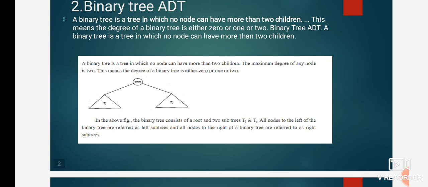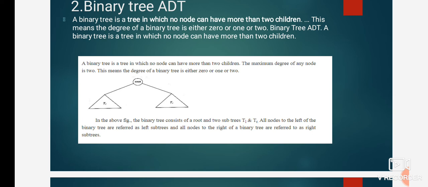So this is the simple example of binary tree. Here the binary tree is a tree in which no node can have more than 2 children. The maximum degree of any node is 2, right? That means the degree of a binary tree is either 0 or 1 or 2. So here in the example, the root node has 2 children, that is T1 and T2, right? The binary tree consists of a root and 2 subtrees, that is T1 and T2.